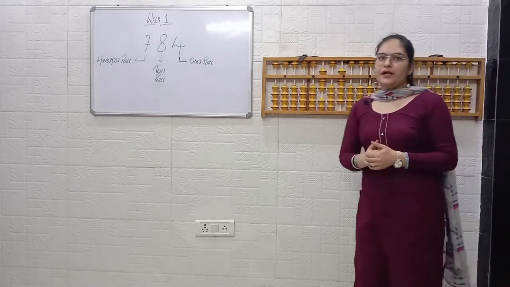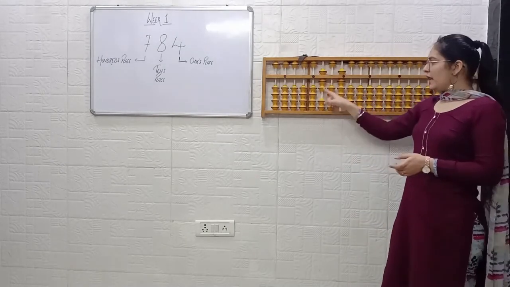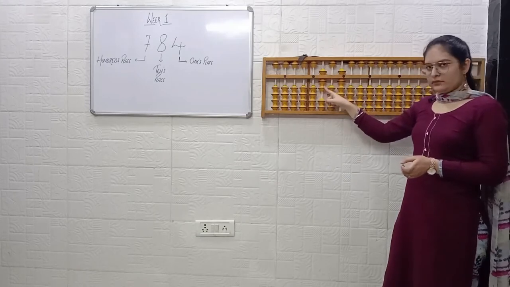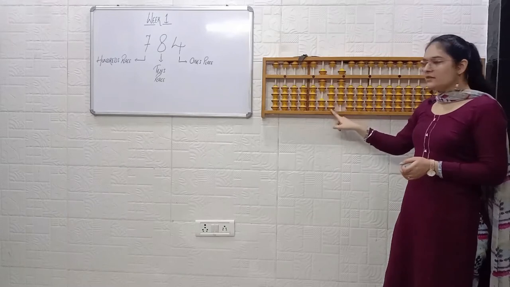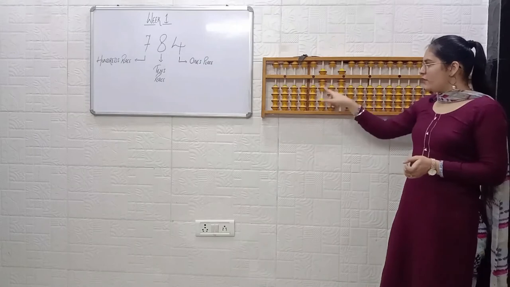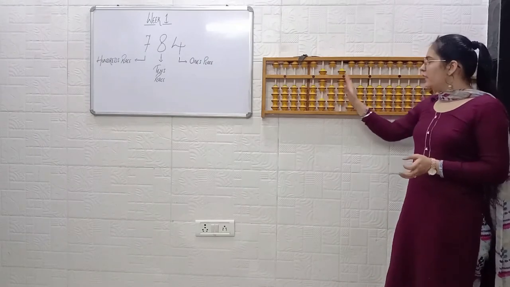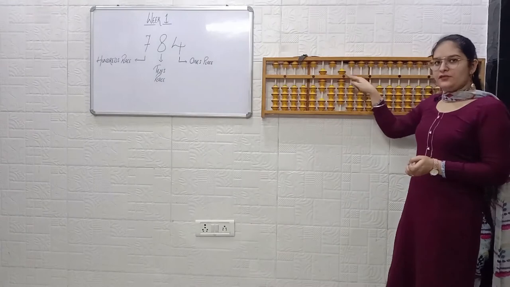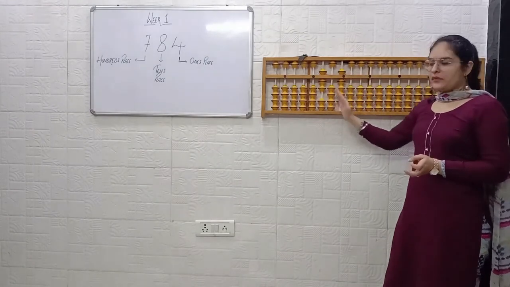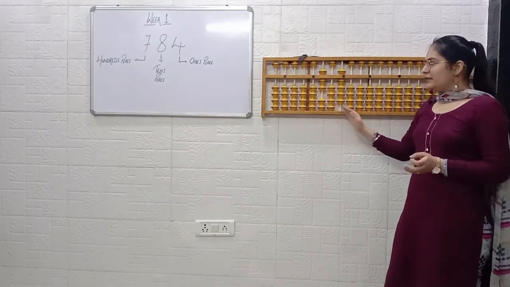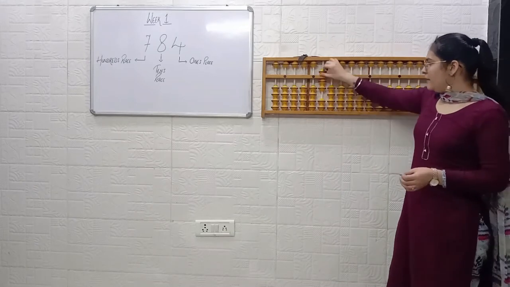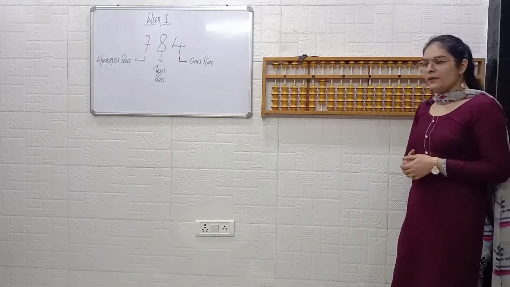Okay, next example, hurry up. At hundreds place, 5, 6, 7. Now, at tens place, it's 0. Aapne isko skip nahi karna. You have to count it. It's 7 and it's 0. Now, ones place, 5, 6, 7, 8, 9. So, answer is 709. One more example. Okay, now tell me.